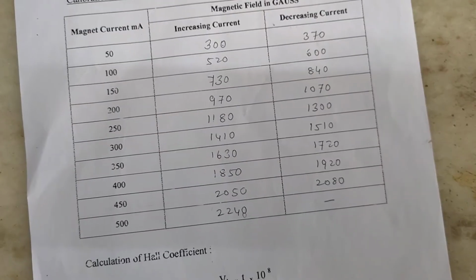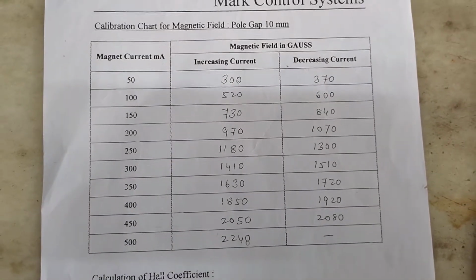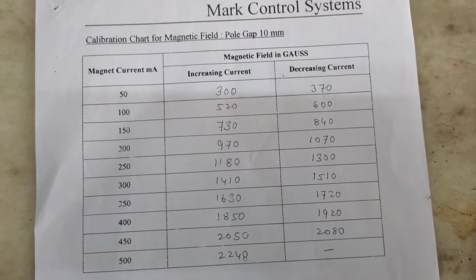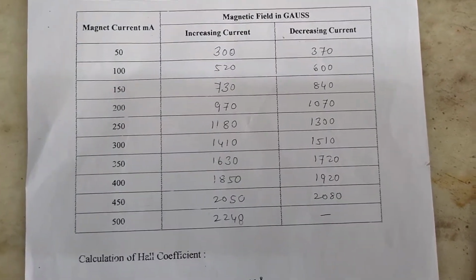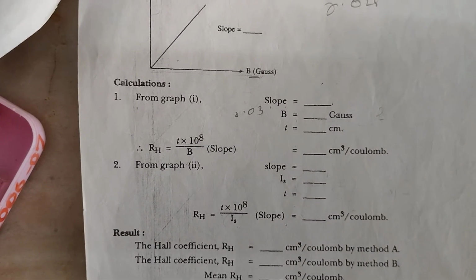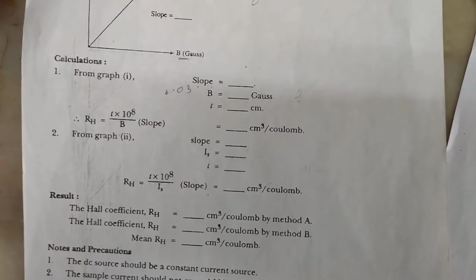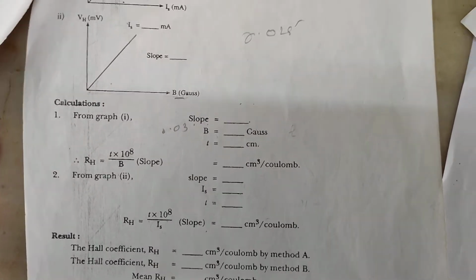Because when we increase the current, you will get different values, and when we decrease the magnetic current, you will get different values. So when we are increasing it, you have to take the increasing value, and when we are decreasing it, we have to take the decreasing value. With this we will plot the graph of current versus magnetic field. And from both graphs you will get the RH value. RH is the Hall coefficient, and it will be almost the same if we do the experiment in a very systematic way. So I will show you how to perform the experiment.